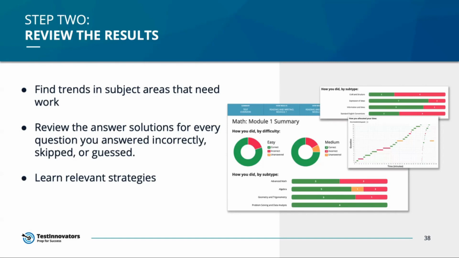So you want to look at those questions again, read the answer explanations, make sure you understand how to do that question if you were to see something similar again. Then, learn some test taking strategies. Try to understand how you could have arrived at the correct answer and how you could have avoided choosing the answer that you chose. And also make note of any concepts you need to review.